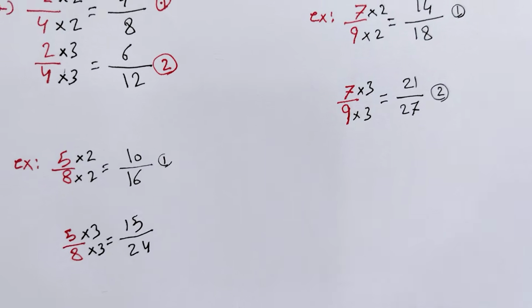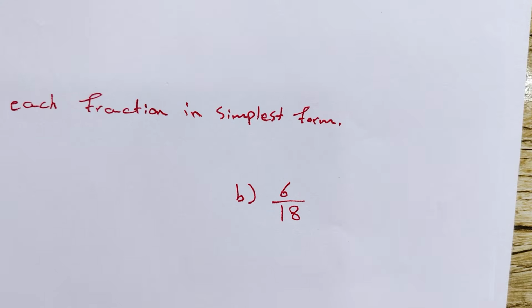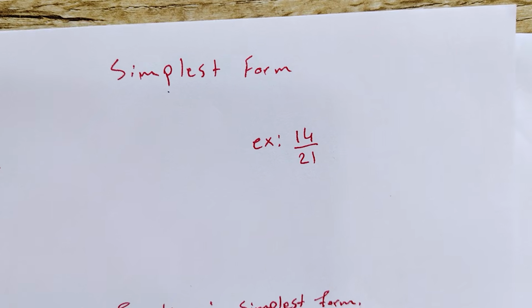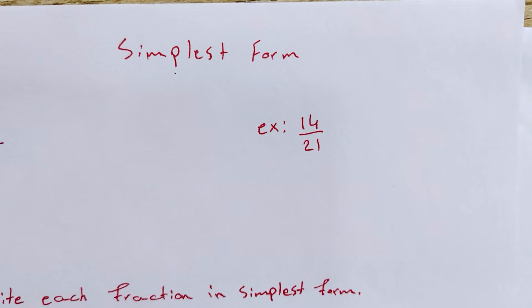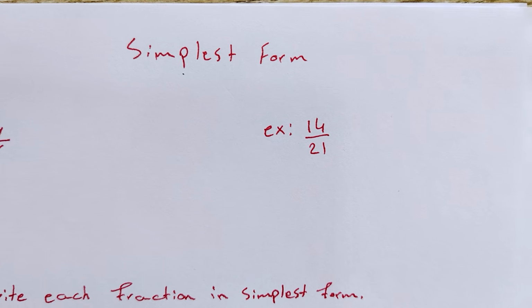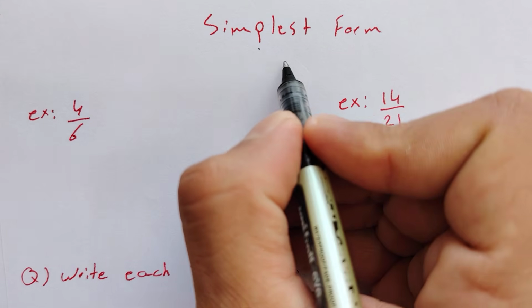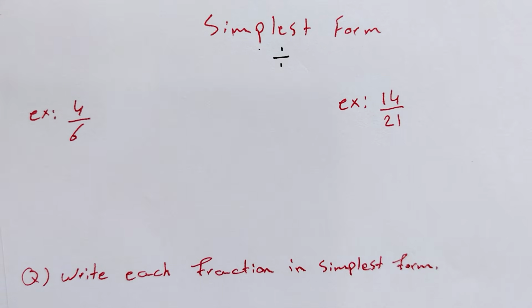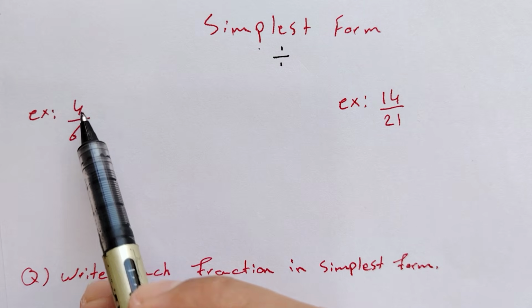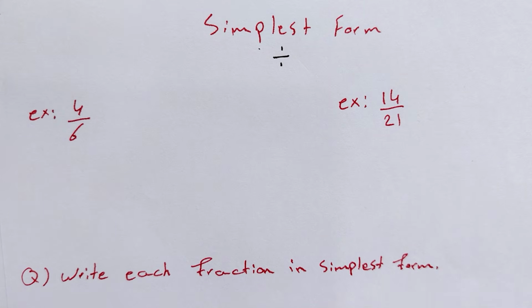Okay, now in equivalent fractions we have something else. We have simplest form. What is simplest form? Simplest form is also an equivalent fraction, but in simplest form we only use division, not multiplication. In order to find the simplest form, first we should know what it is. Simplest form is another fraction that's equivalent, but in the smallest form. It means it cannot be any smaller.